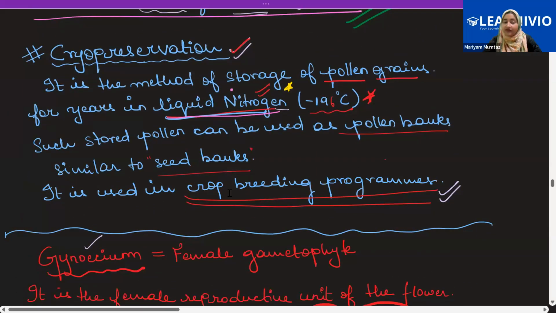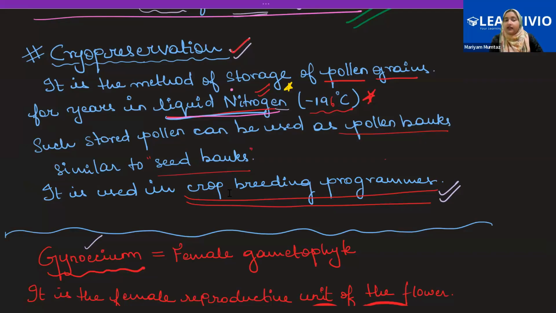Now, the last topic, as far as the male counterparts of the flowers are concerned, is cryopreservation. This is the technique to preserve the pollen grains. It's a method of storage. How do we do it? We store the pollen grains in liquid nitrogen at minus 196 degrees Celsius. We store it for future uses, for crop breeding, just like how seed banks are present. In the same way, pollen banks are also present. And this method of preservation or storage of pollen grain is called cryopreservation. Clear?